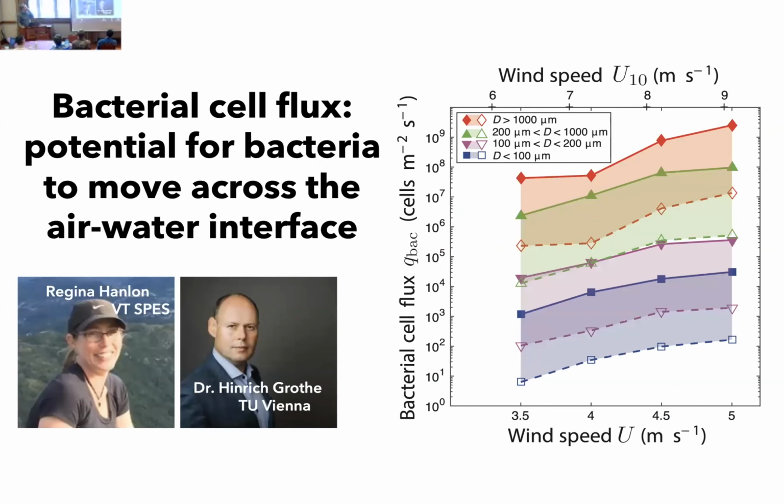We were also interested in the bacterial cell flux, so there were some separate experiments in another modified flume where we actually counted the bacterial cell flux. So we put this bacteria in the water, did similar wind conditions, and just looked at the cell flux. So this is the potential for bacteria to move across the air-water interface. If you can't see these numbers maybe, but we're getting into up to 10 to the 9 cells per meter squared per second. And this was work with Regina Hanlon and Dr. Henrik Rota at TU Vienna.